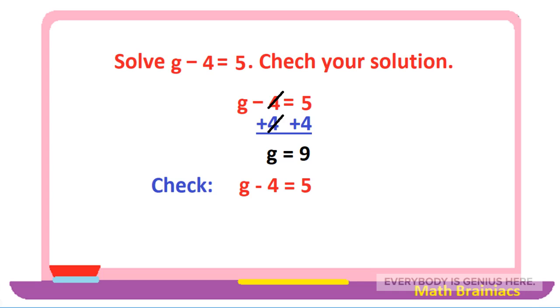To check if our solution is correct, let us rewrite the expression again. g minus 4 is equal to 5. Then, substitute the value of g in the given expression, and it will give us 9 minus 4 is equal to 5. Correspondingly, we can come up with 5 is equal to 5. Therefore, our solution g is equal to 9 is correct.